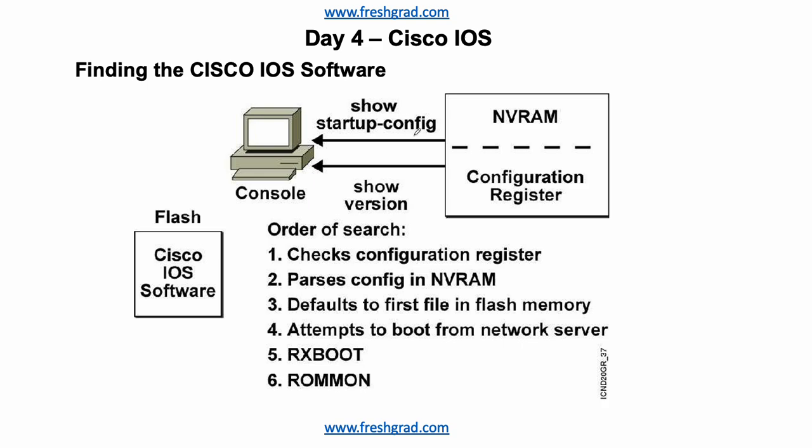Now, finding the Cisco IOS software. If you connect to your router through the console cable or any remote networking protocols and run show startup-configuration, it will display the configuration from the NVRAM. NVRAM is non-volatile RAM that stores the startup configuration files and retains the data even when the power is turned off.